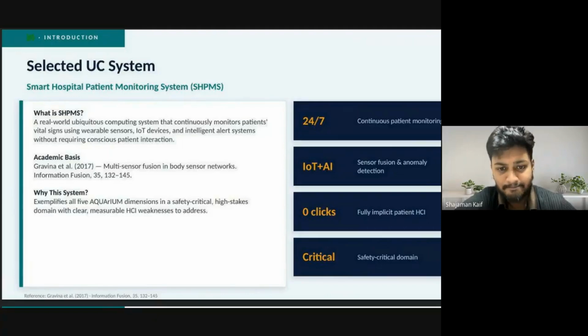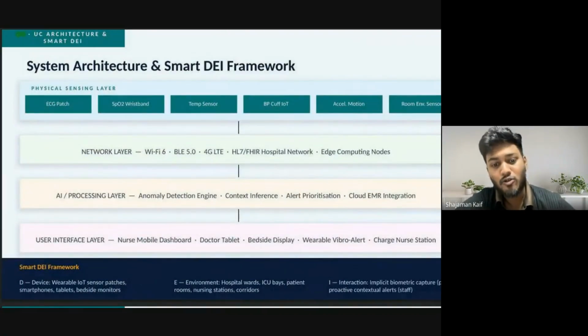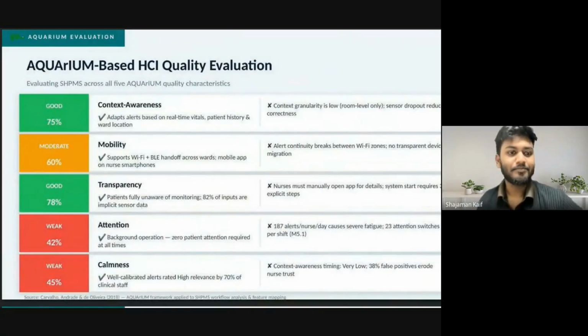Next slide, please. The slide shows the architecture of the smart patient monitoring system. Sensors collect the patient data, the network transfers the data, and AI analyzes it to detect problems and send alerts. The information is then shown to the doctor and nurse through the dashboard and displays for quick responses in emergencies. That's all from me.